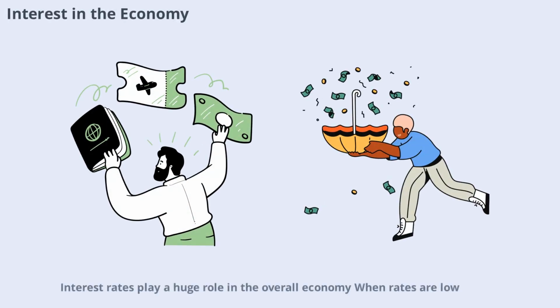Interest rates play a huge role in the overall economy. When rates are low, borrowing becomes cheaper, which can encourage spending and investment. On the other hand, high interest rates can slow down borrowing and spending, helping to control inflation. Central banks like the Federal Reserve adjust interest rates to influence economic growth and stability. These changes ripple through the economy, affecting everything from mortgage payments to business investment.